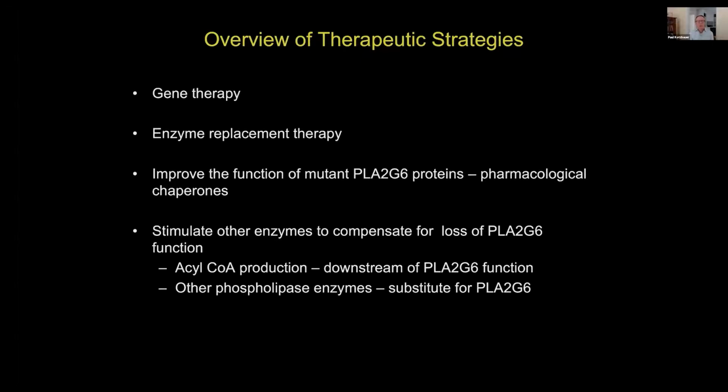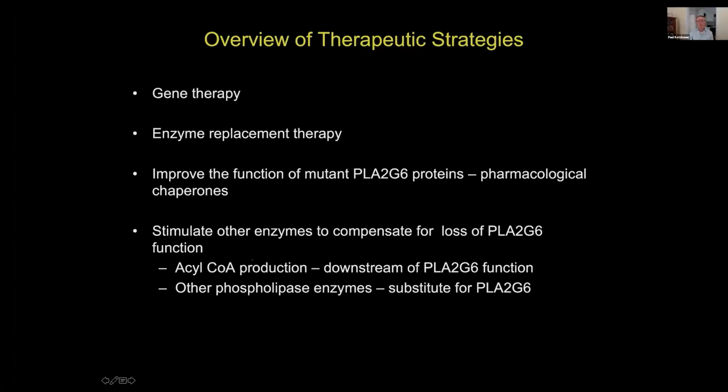So thinking about therapeutic strategies, we've actually pursued, to some extent, all of the ones on this list. You've heard about gene therapy. Enzyme replacement therapy is another approach that we've considered, but have not actively pursued, where you could potentially find ways to engineer the protein in a way that would allow delivery of the protein to cells in the nervous system. And what we consider at this point would need to target the enzyme to the cytoplasm. The approach I'm going to focus on today is to improve the function of mutant PLA2G6 proteins, and I'll talk more about that in the next slide.